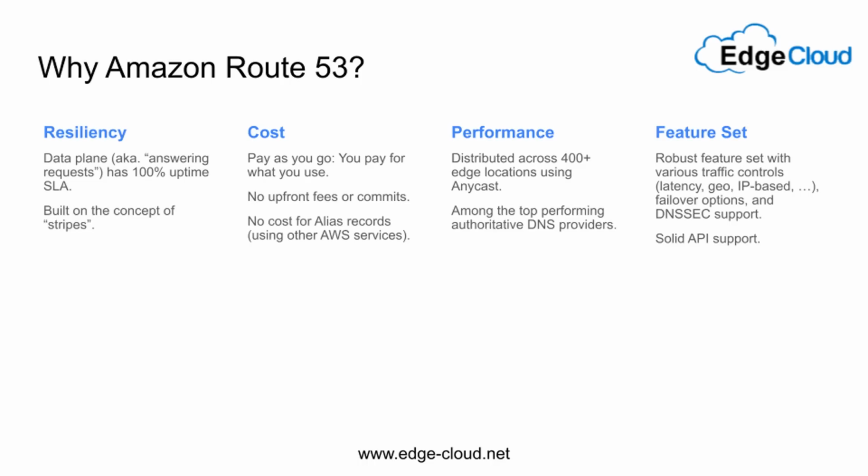Amazon Route 53 uses Anycast from currently more than 400 edge locations across the globe to provide authoritative DNS services. As a result, it is frequently among the top-performing DNS providers. Another huge benefit is the robust feature set, including various traffic steering capabilities. Last but not least, a solid API is available, which allows you to programmatically manage almost all components of the domain lifecycle. We will make use of the API in this demo.